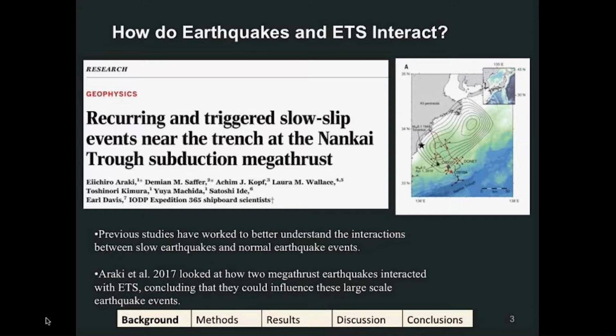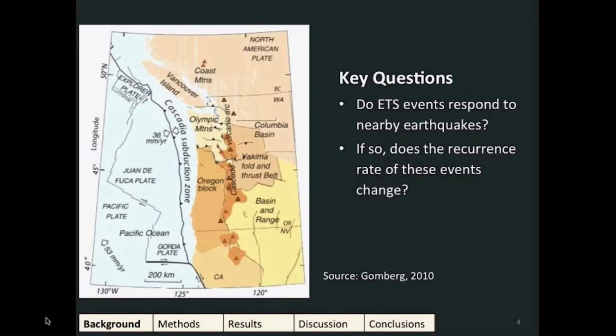So with that in mind, I worked with my mentor at the University of Washington to ask some questions about that. And we wanted to look at how ETS, which is episodic tremor and slow slip, I don't know if I said that earlier, but it's a mouthful, responded to nearby earthquakes in the Southern Cascadia subduction zone.